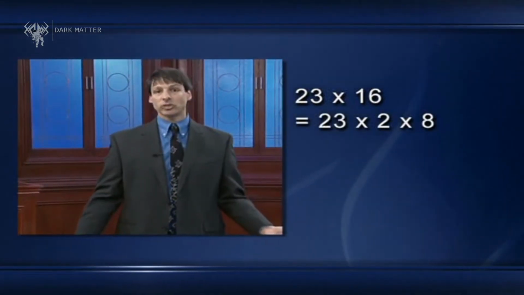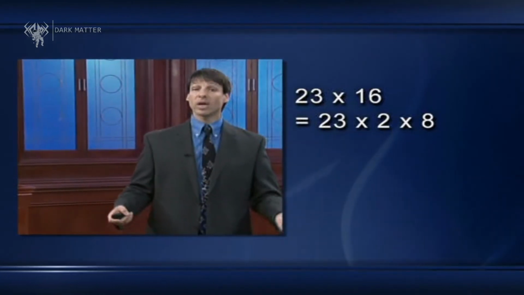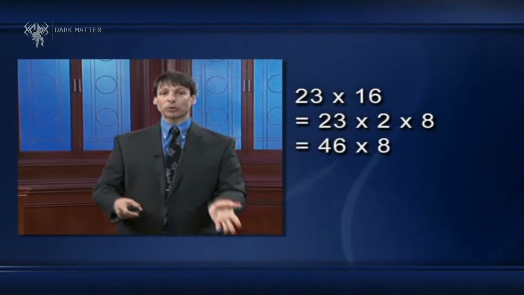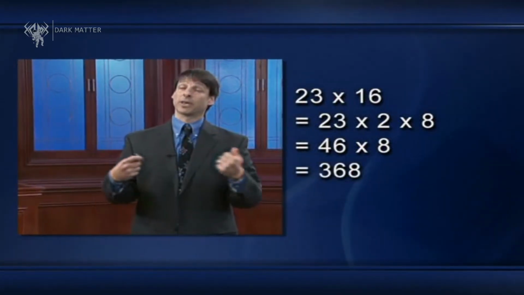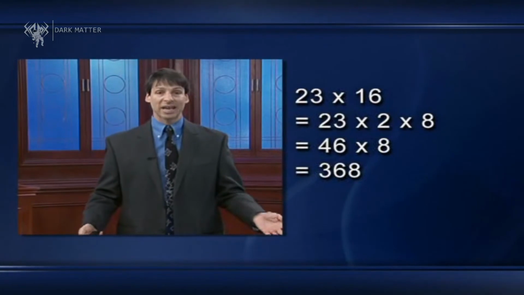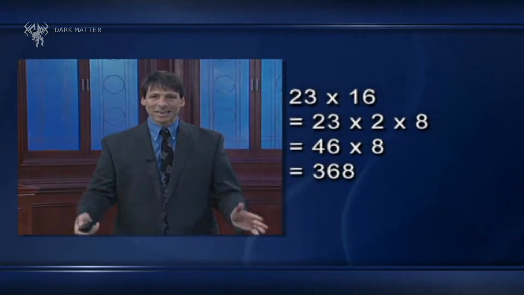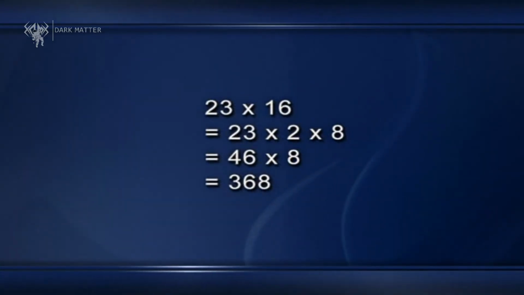Maybe you'll find that easier. 23 times 2 is 46, and when you multiply that by 8, 46 times 8 is 320 plus 48 is 368. This way you didn't have to do any 3 by 1 multiplication.